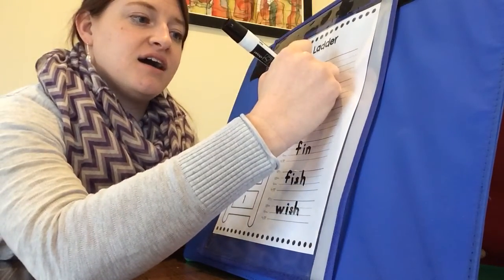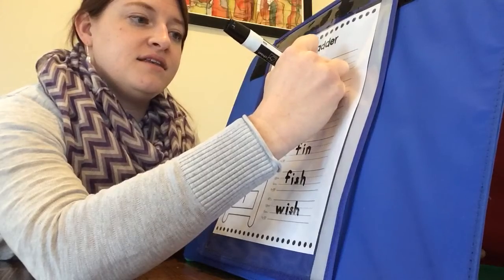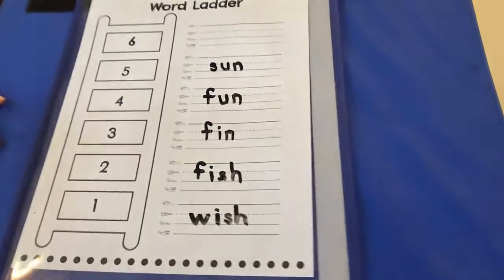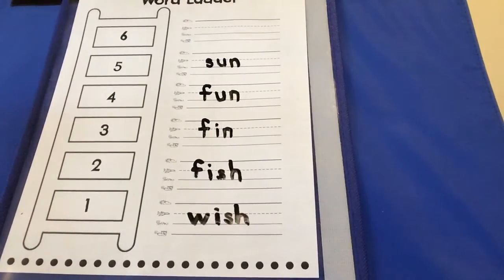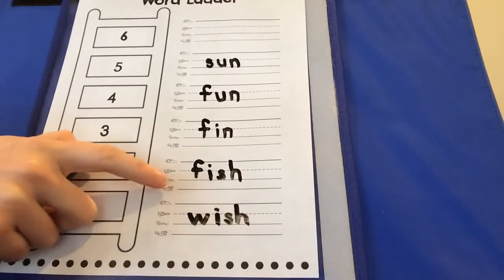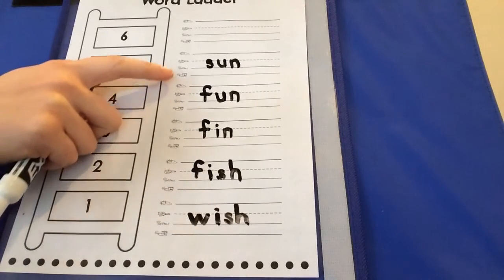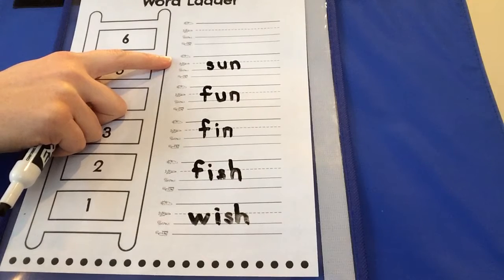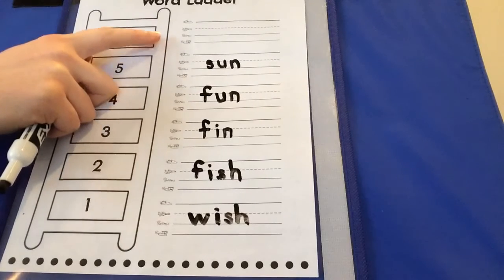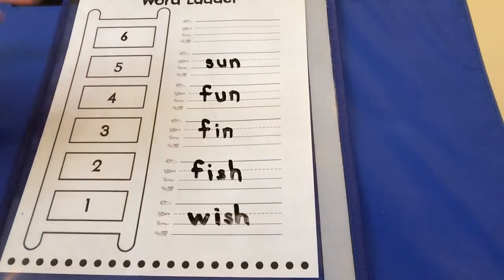S, n. Sun. Okay, let's go ahead and read up the ladder. Pause it if you want to try all by yourself first. We have wish, fish, fin, fun, sun, and now we need to change one more sound to get to the very top of our ladder.